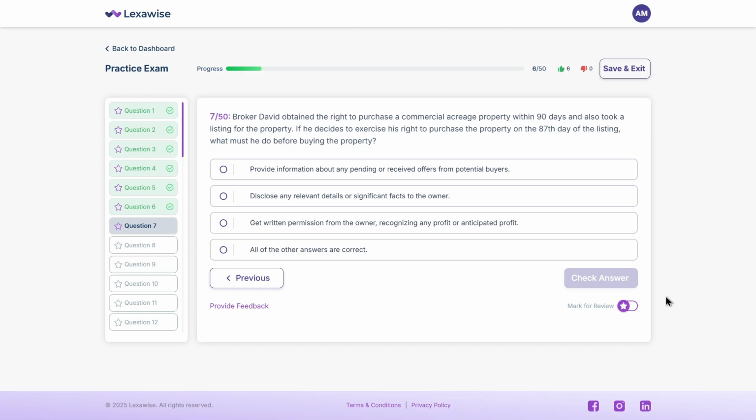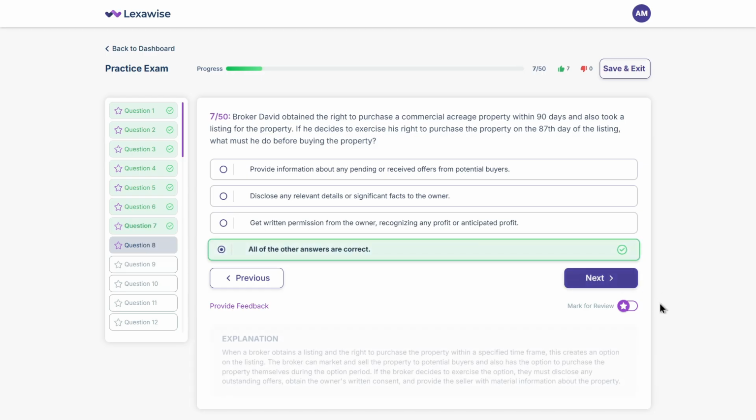The correct answer is D. All of the other answers are correct. When a broker holds both a listing and a purchase right, they must disclose all offers, get written consent from the owner, and share any material facts before exercising the option to buy.